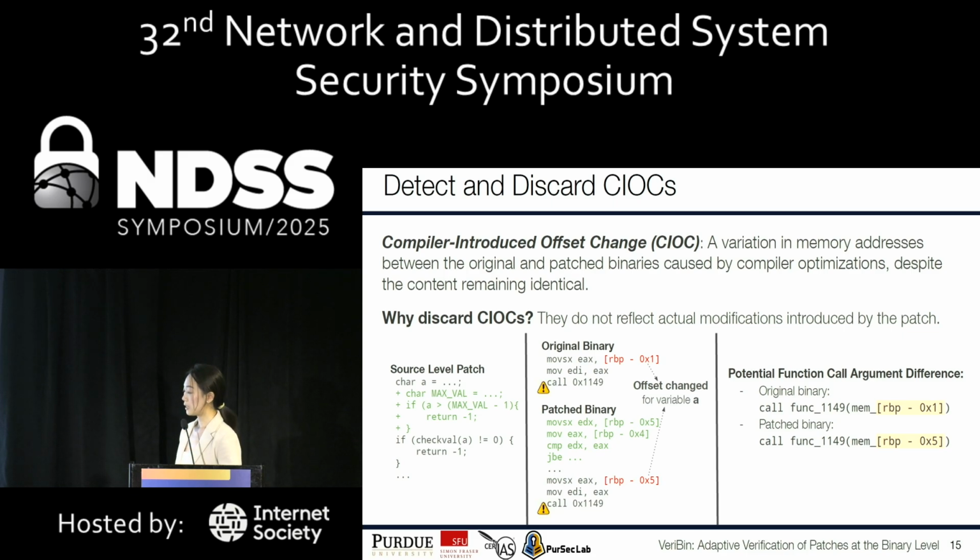In this given example, the memory address of variable A shifts from RBP-1 to RBP-5, leading to a potential function call argument inequivalence when this argument is passed to function checkval. We would like to ignore this because it doesn't represent the actual patch behavior.